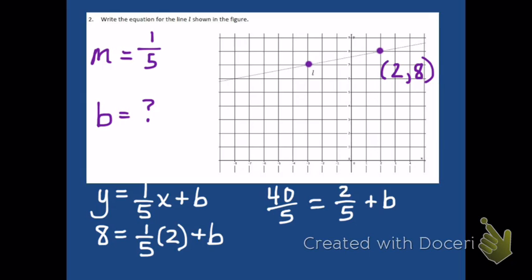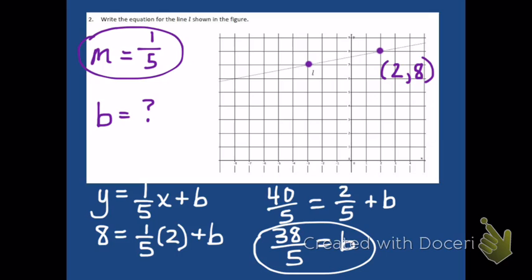And when I do that, I get b is equal to 38/5, which is more than 7 and less than 8. And I'm going to use that information, along with the slope, to write the equation of that line in slope-intercept form. So that would be y equals 1/5 x plus 38/5.